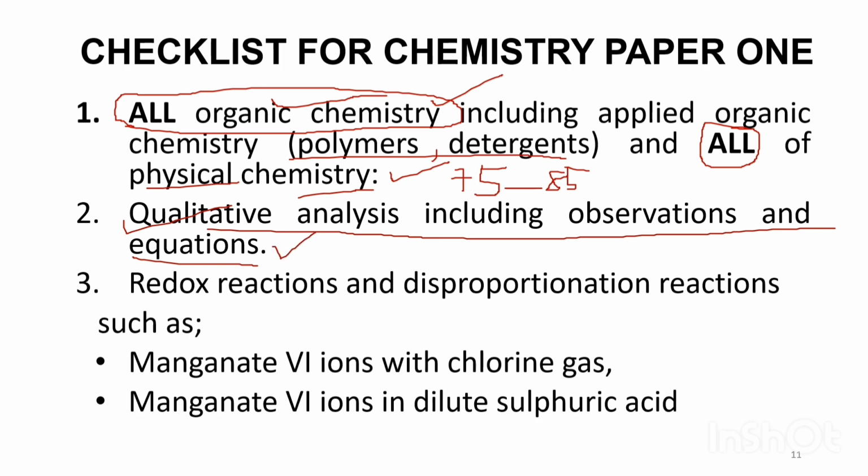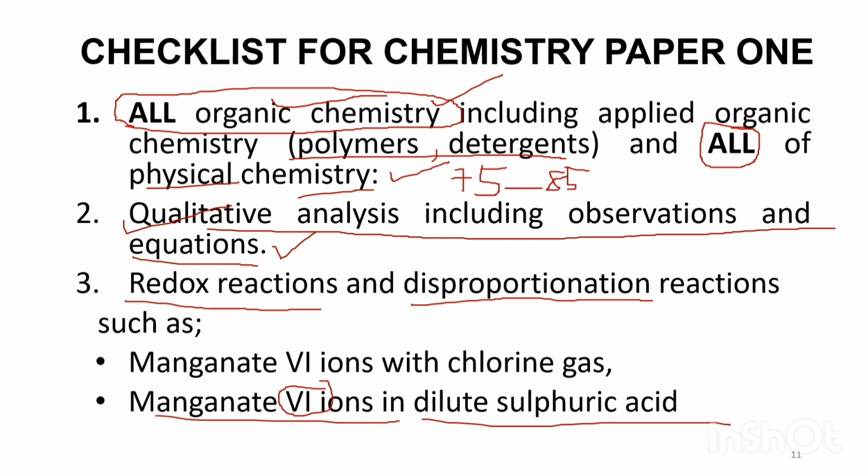Disproportionation reaction like disproportionation of manganate 6 ions in acidic medium or in neutral medium. Like if a question said carbon dioxide was bubbled through a solution of potassium manganate 6. So those are what we are calling disproportionation. There are about 2 special disproportionation reactions. Disproportionation of copper 1 oxide in dilute sulfuric acid. Somebody should go and put attention on that in dilute sulfuric acid.